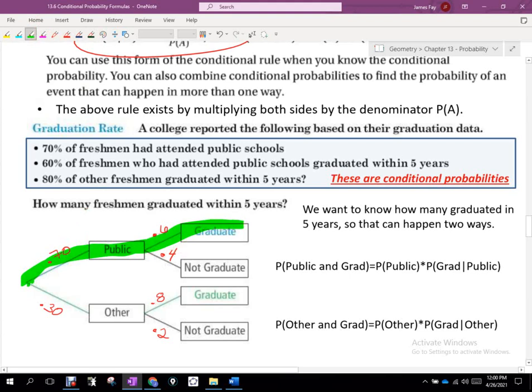So what we would do is we would take the product of those values, 0.7 and 0.6. What's 0.7 times 0.6? What's 7 times 6? 0.42, right? Okay, so 42%. So public and graduated, 42%. Okay. Other and graduated would be, yeah, it'd be down right there. So 24%.